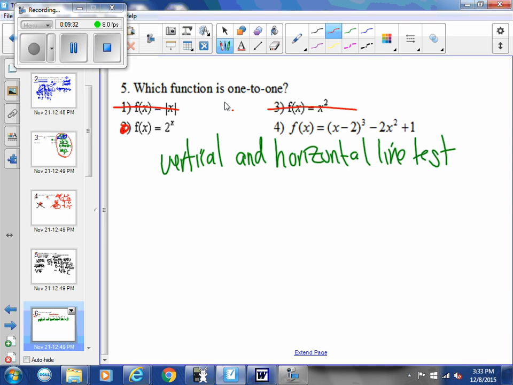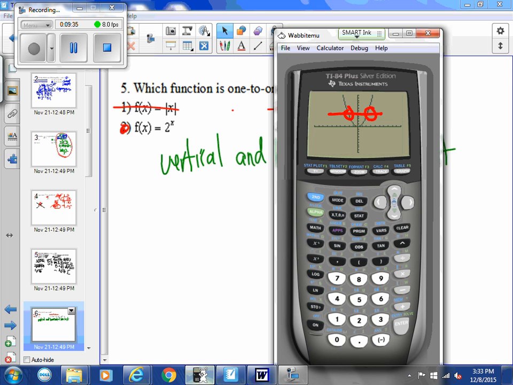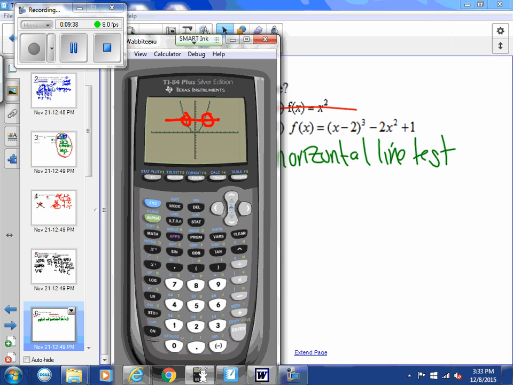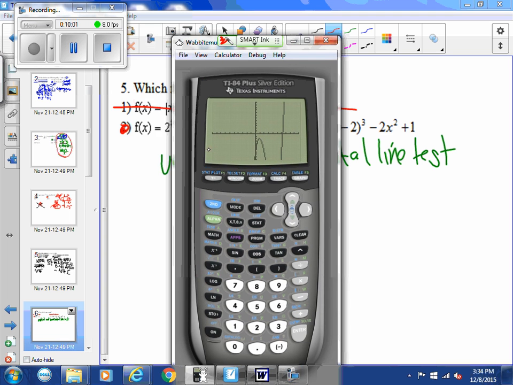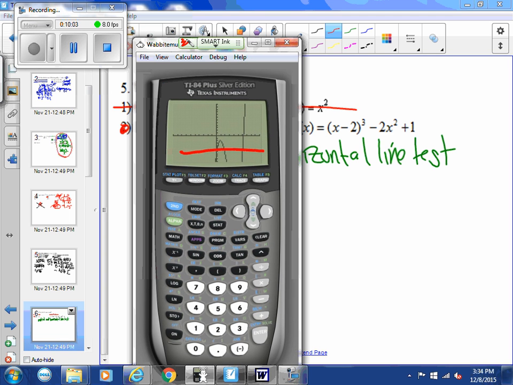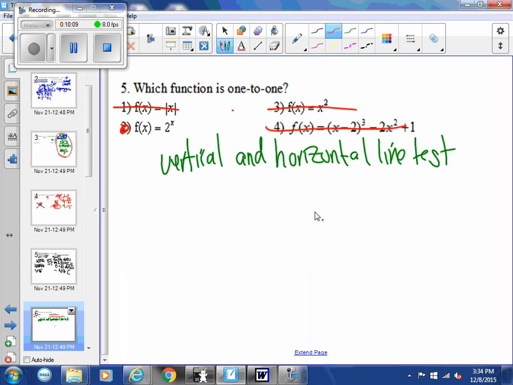And choice 4, well, what's that do? x minus 2 to the third. Let's get rid of this red. Parentheses, x minus 2 to the power of 3, minus 2x squared plus 1, graph. This thing definitely does not pass the horizontal line test. This horizontal line actually hits it 3 times. The only one that passes both is choice 2. Moving along.